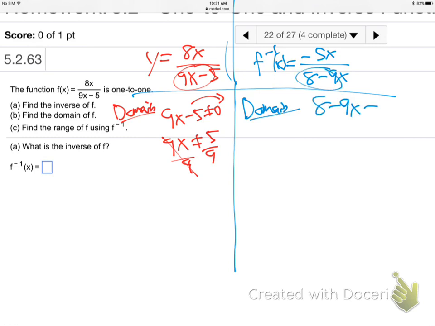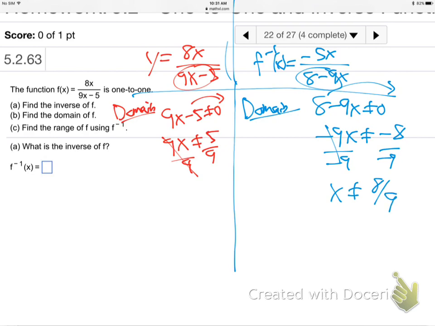Denominator 8 minus 9x not equal to 0. Jump it over. Minus 9x not equal to minus 8. Divide by minus 9. X not equal to 8/9. This becomes the range.